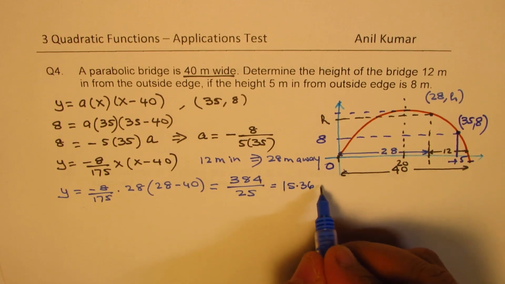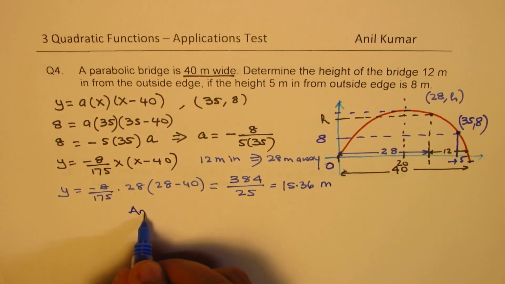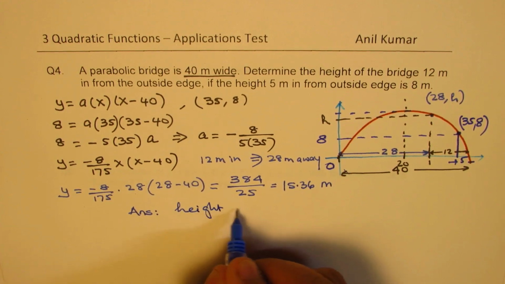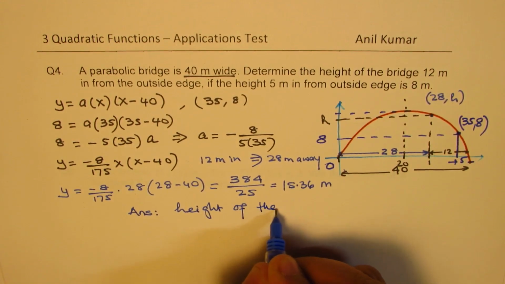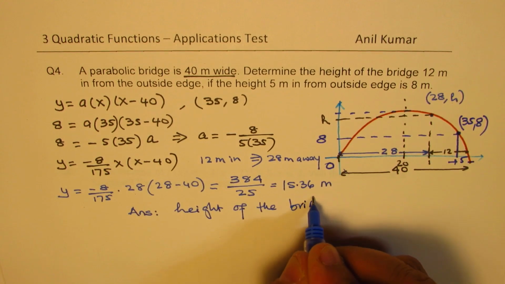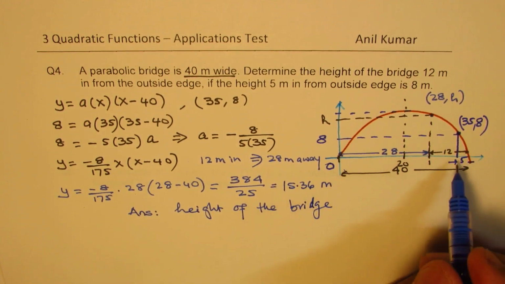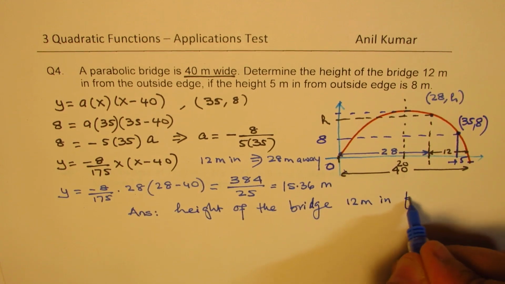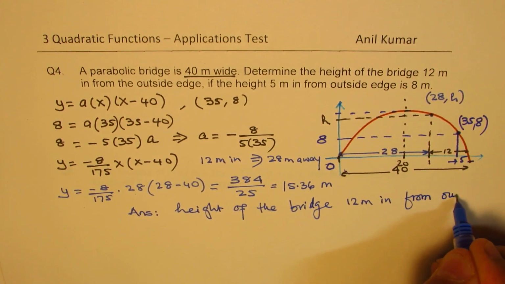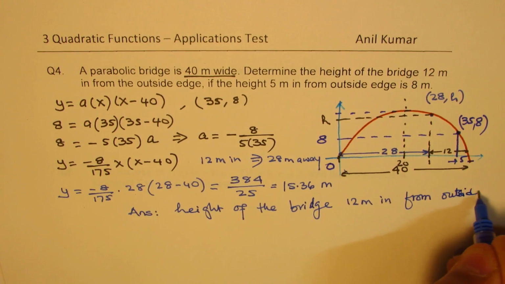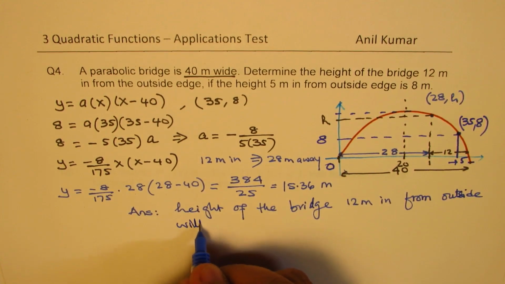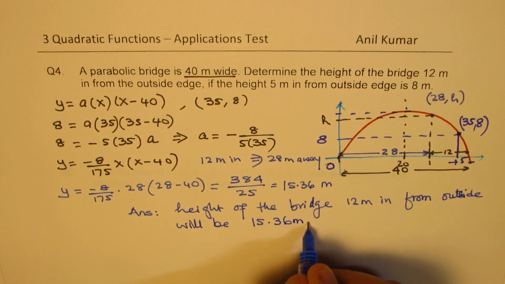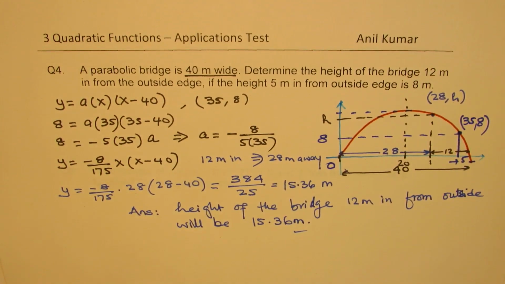And the units will be in meters, right? So we have our answer. Height of the bridge (12 meters in from outside) will be 15.36 meters. Correct. So that is how we are going to solve it.